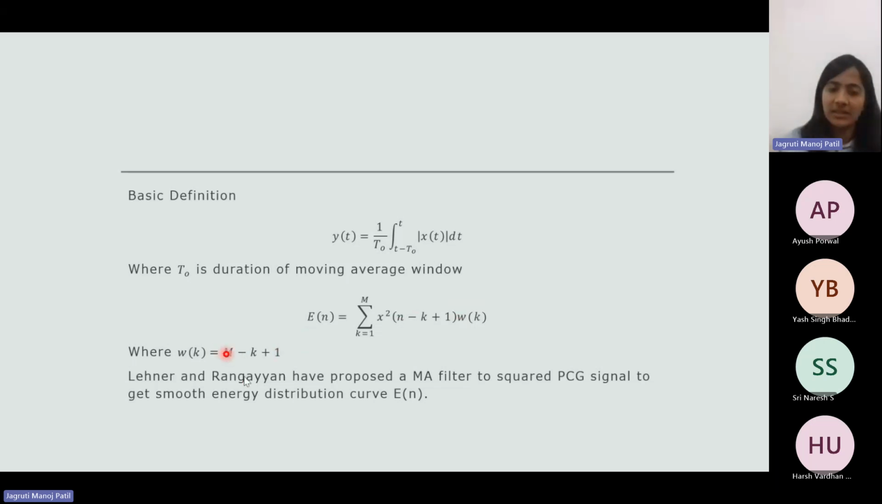Now here it's the duration of the signal by some instant at that particular point plus 1. So then this was proposed by Lehner and Rangayan. They proposed this moving average filter applied to the squared PCG signal to get a smooth energy distribution curve. So this is just how different people came and approached a particular problem.